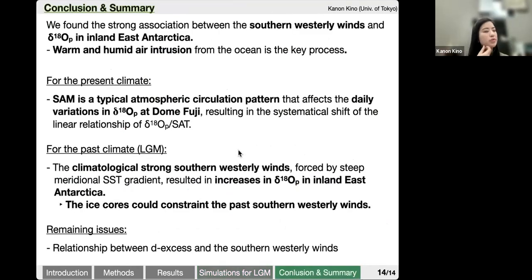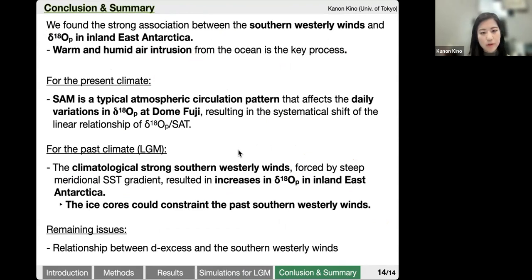Here's the conclusion and summary. We found a strong association between the southern westerly winds and the δ weighting precipitation in inland East Antarctica. And warm and humid air intrusion from the ocean is the key process here.